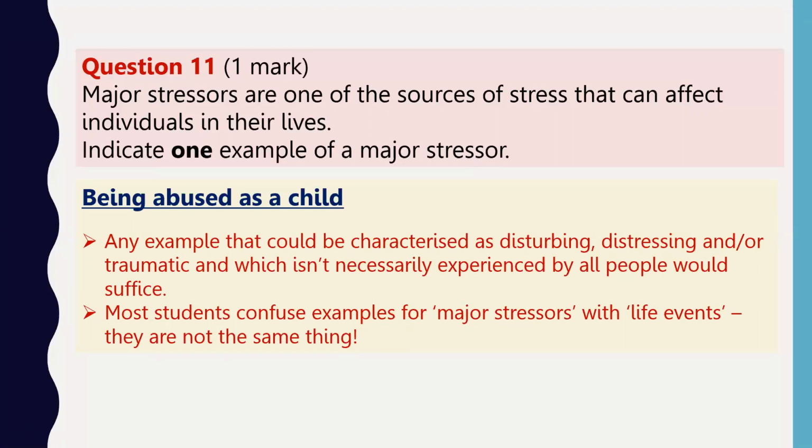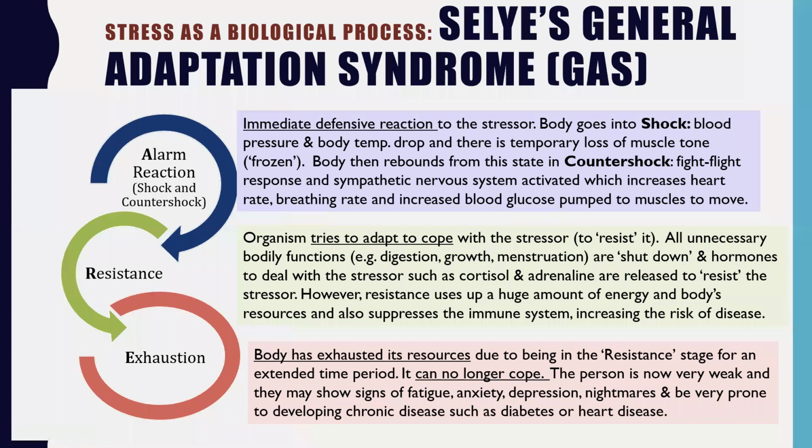And that's not a life event because not everyone will experience that in their life. Okay, life events are a lot more general and common in the population. Major stresses are a lot less common, but can still happen to people, but not to every single person. Not every single child in this world would have been abused, okay, but every single child will experience a first day of school, which is a life event. So remember, students always get confused between major stresses and life events, so just make sure you can differentiate between the two.